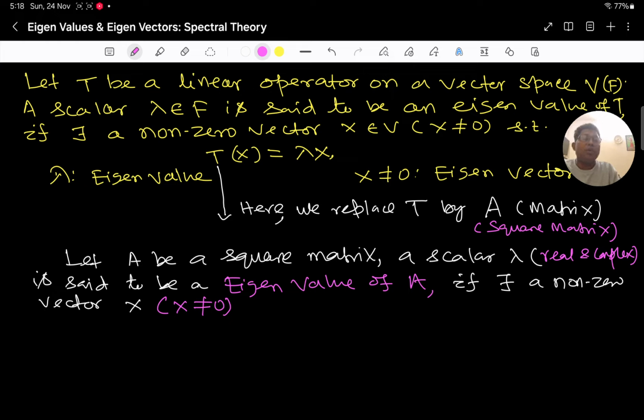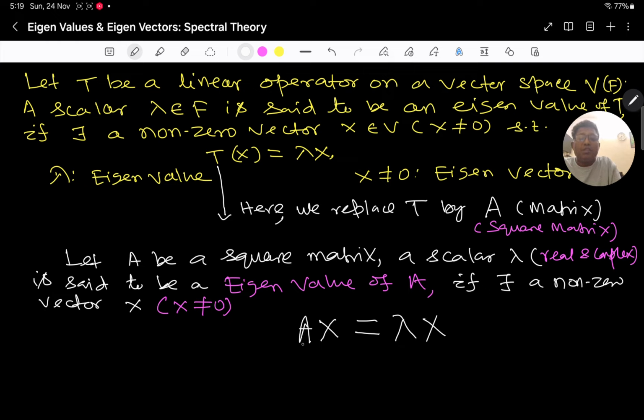I will discuss this eigenvalue problem in the sense of a matrix. You are given a square matrix A. Now, x is a non-zero vector. If A multiplied with x, a column vector, is the same thing as some scalar lambda multiplied with x, right? Some scalar lambda multiplied with x.